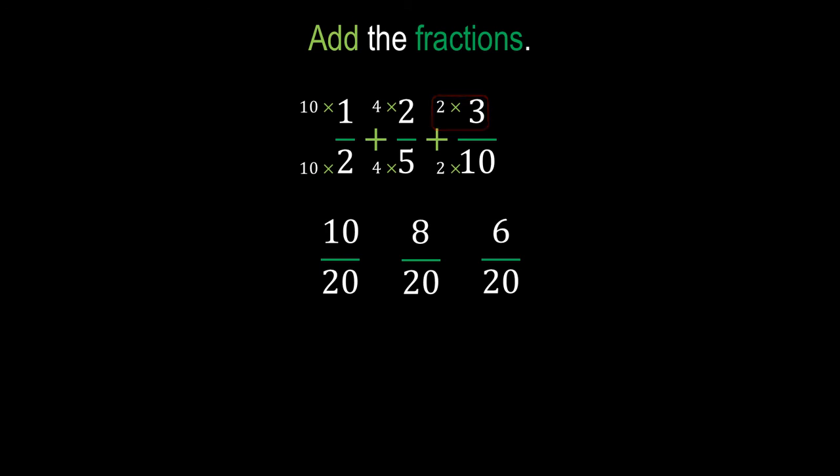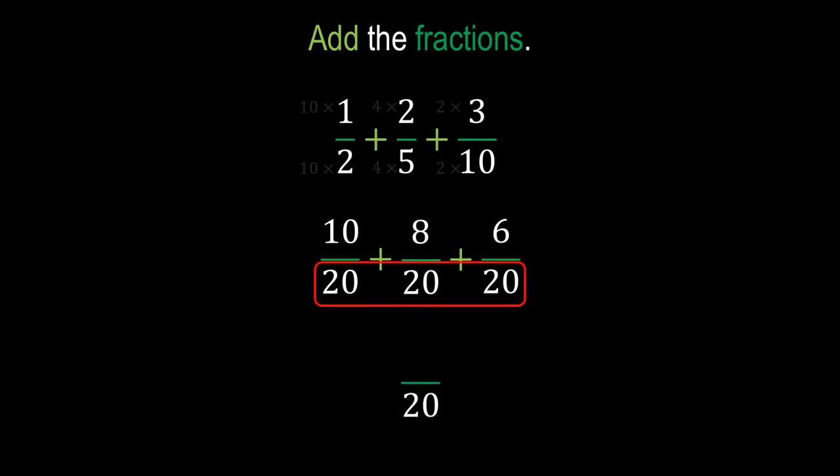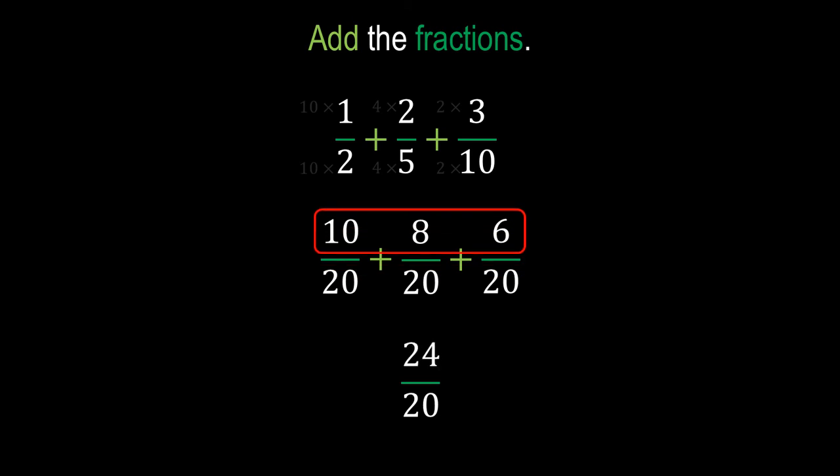So 1/2 plus 2/5 plus 3/10 is same as 10/20, 8/20 and 6/20. Here the denominators are same. We added the numerators to get the final answer, which is 24/20.